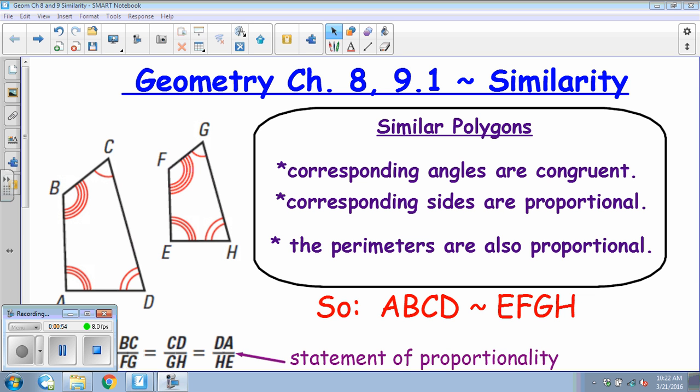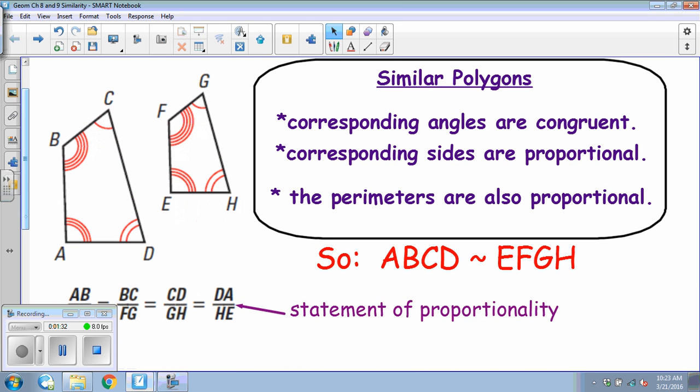And so corresponding angles are congruent, corresponding sides are proportional. And because the corresponding sides are proportional, that means that the perimeters are also proportional. So if all the sides are proportional, then the perimeter logically has to be proportional also. What I mean when I say proportional, remember I said one figure is just expanded or shrunk. So if this figure right here is twice the size of this figure, then the perimeter is also going to be twice the perimeter of that figure. Does that make sense? Okay, so if we're looking at corresponding sides, FG corresponds with BC. It's the side that matches that one.